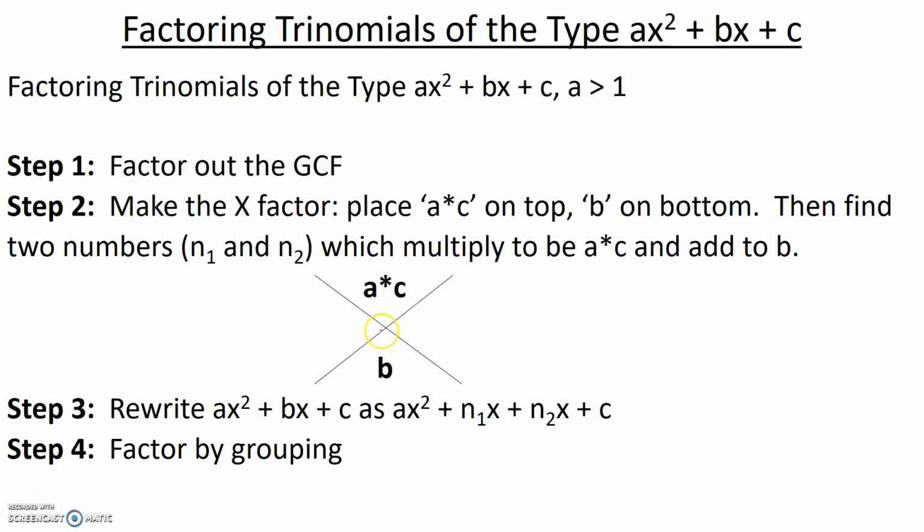Step 2, make an x factor. Place a times c. A is a coefficient of the x squared, c is a constant. So place the expression a times c on top of the x factor, and b, which is the coefficient of the x, on the bottom. Then you need to find two numbers, n1 and n2, which multiply to be a times c and add to be b. Then we will rewrite the original trinomial ax squared plus bx plus c as ax squared plus n1x plus n2x plus c, and then factor by grouping.